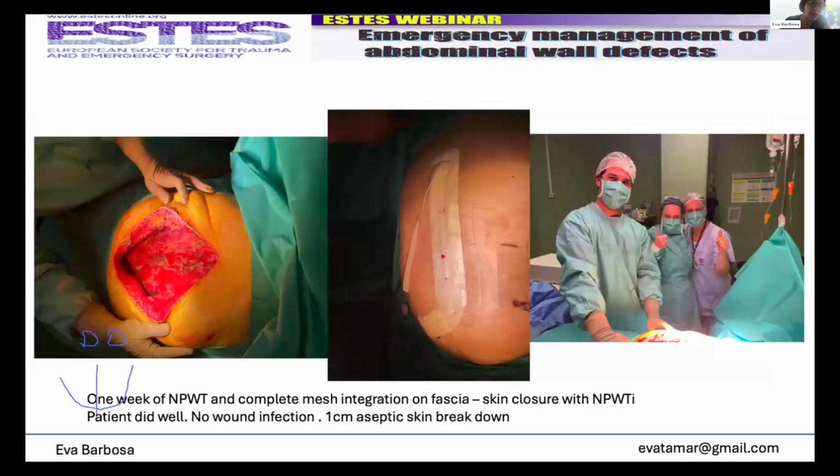And you can see here a mesh totally integrated, and then we just closed the skin, and she did very well. No wound infections. She had about 1 centimeter of aseptic skin breakdown, and that was it. And she was out of the ICU and alive.